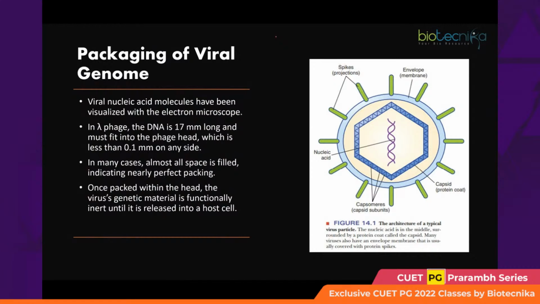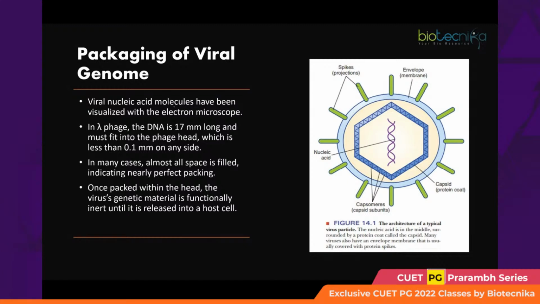All right. So, how is this genetic material packaged in the viral genome? This is the usual structure. Viruses will have an envelope. On the envelope, there will be the spikes. And inside the envelope, there will be the capsid protein. And in the capsid protein, whatever is the genetic material will be packaged. So, whether it's RNA or DNA, whatever is the genetic material, it will be packaged inside the capsid.